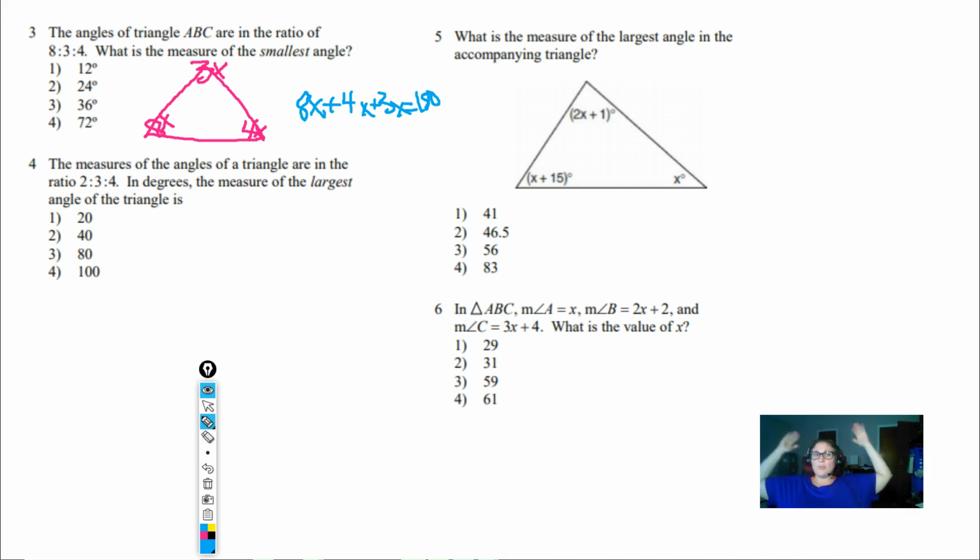All right, nonetheless, so we've got 8 plus 4 plus 3. That's going to give you 15x, and then you would divide both sides by 15 and solve to get your answer. And then whenever you get your x, you're going to put it into the one that's times 3.